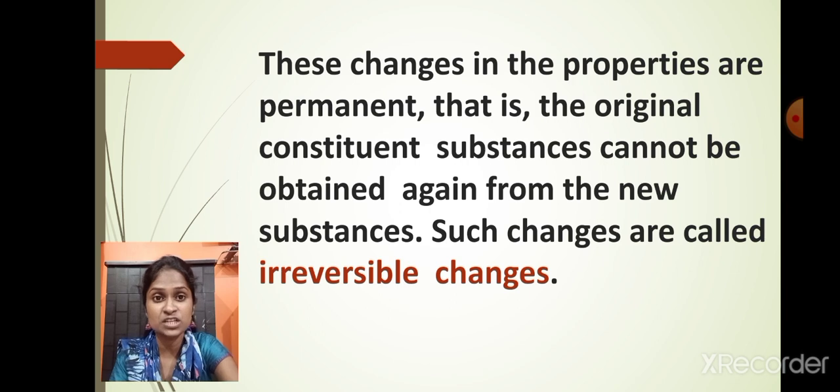So this change, we call it what? Irreversible change. Irreversible means what? Which cannot go back. Is that clear? So this type of change, we call it what? Irreversible changes, which we observe in our day-to-day life as well. Is that clear what I told you over here?